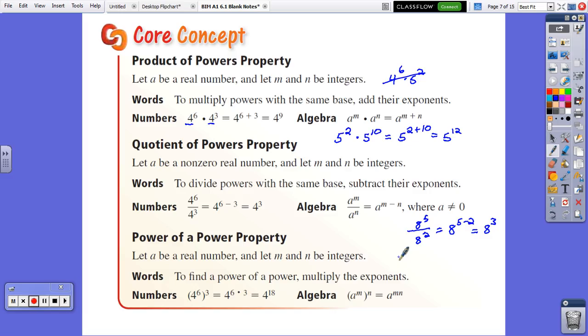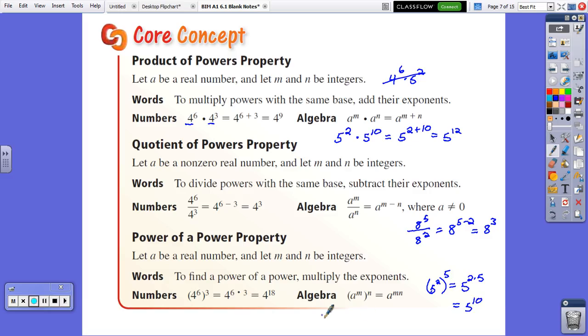Now, the final one on this slide is the power of a power. So when you have something to a power, and then it's taken to another power, what you do is you multiply the powers, all right? So you actually take 4, and then you take 6 times 3, and you get 18. So for example, if we had 5 squared to the 5th power, we would multiply the powers. 2 times 5 is 10, so it would be the same as 5 to the 10th.